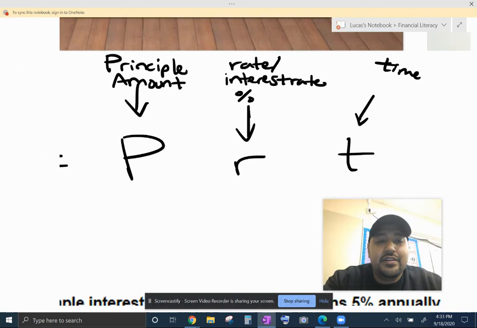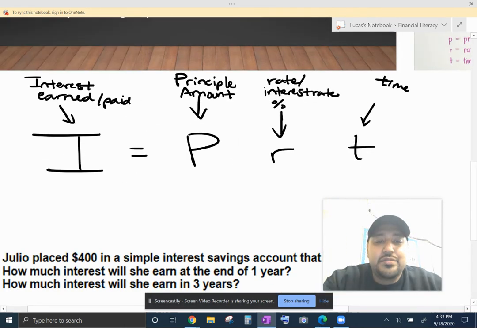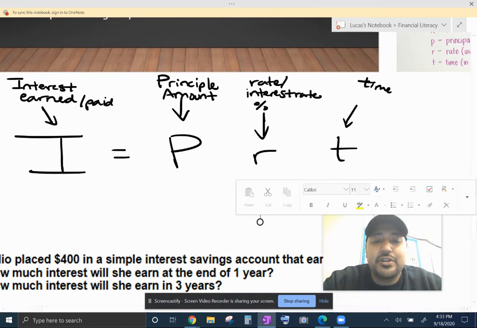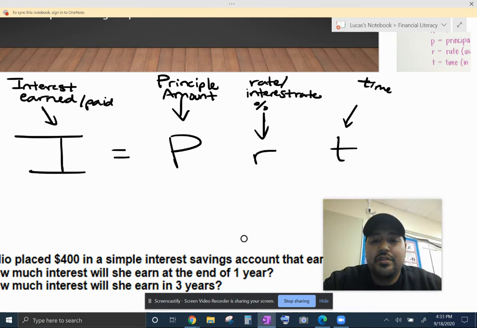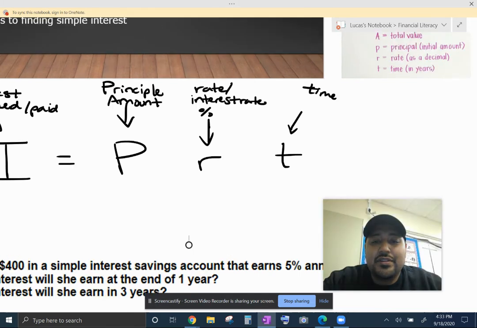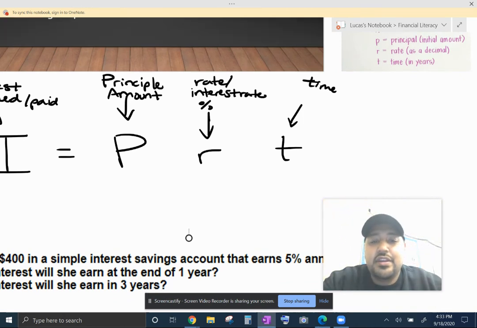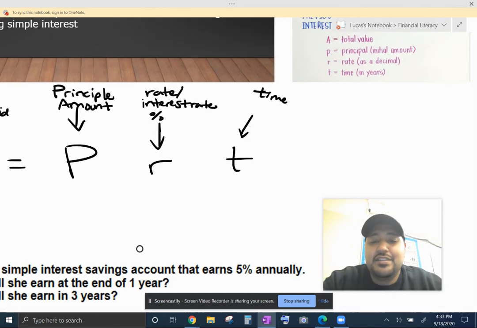So again, I is interest paid or earned. P is the principal amount deposited or borrowed. R is the rate, the interest rate, expressed as a percentage, but you'll need to change it to a decimal, and T stands for time.